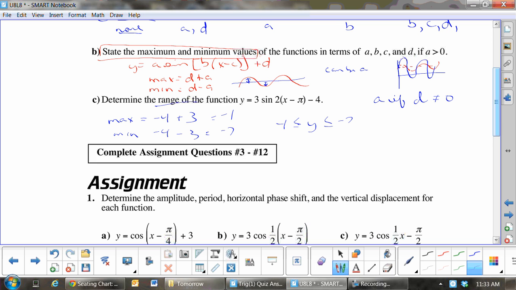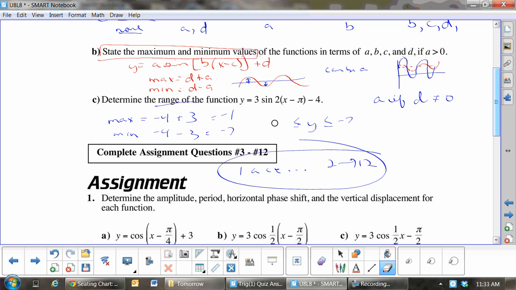Okay, so we're doing 1 ACE, and 2 to 12. Pardon? Yes. No. Yeah, right. That's what happens when I start thinking too far ahead. I wasn't concentrating. Okay, so y is greater or equal to -7, less than -1.